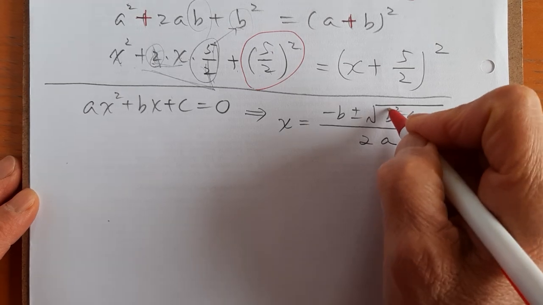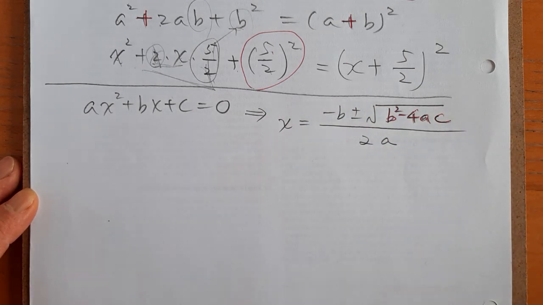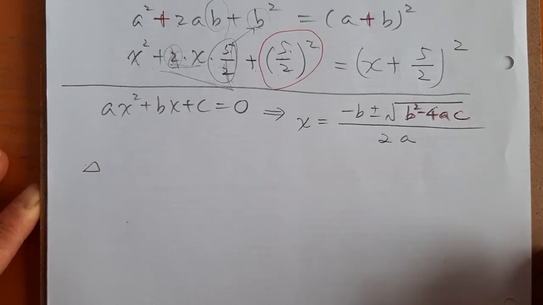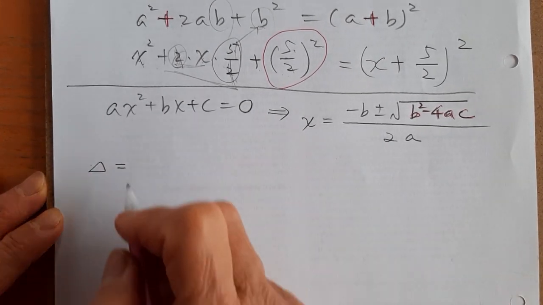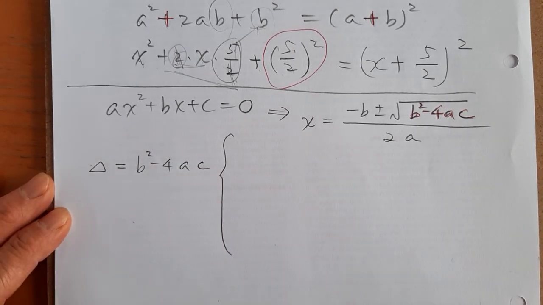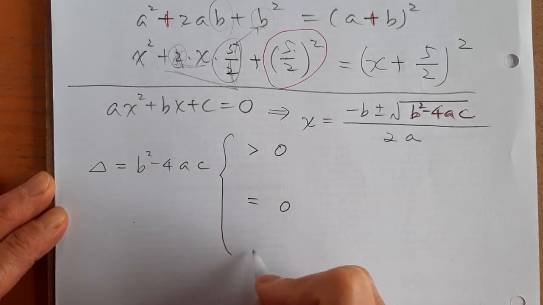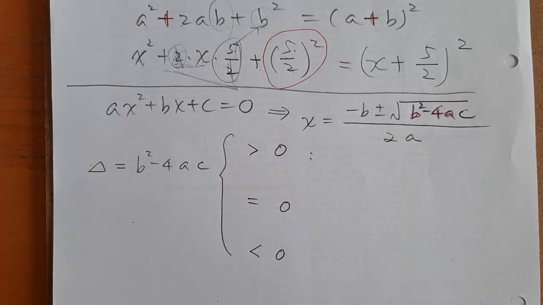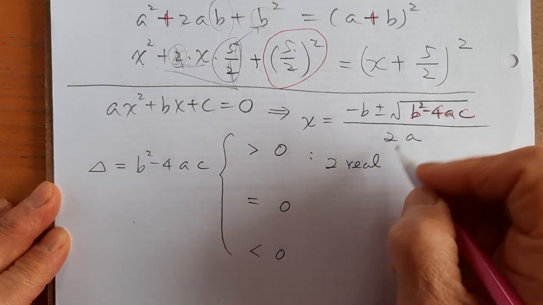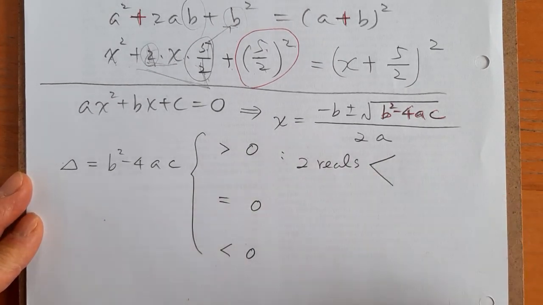And this part, b squared minus 4ac under the square root, we call the discriminant. We use delta to represent it. Delta equals b squared minus 4ac, and it separates into three cases: one is greater than 0, one is equal to 0, one is less than 0. Greater than 0 means two real solutions. If delta is positive, there are two real numbers as solutions, and this also separates into 2.